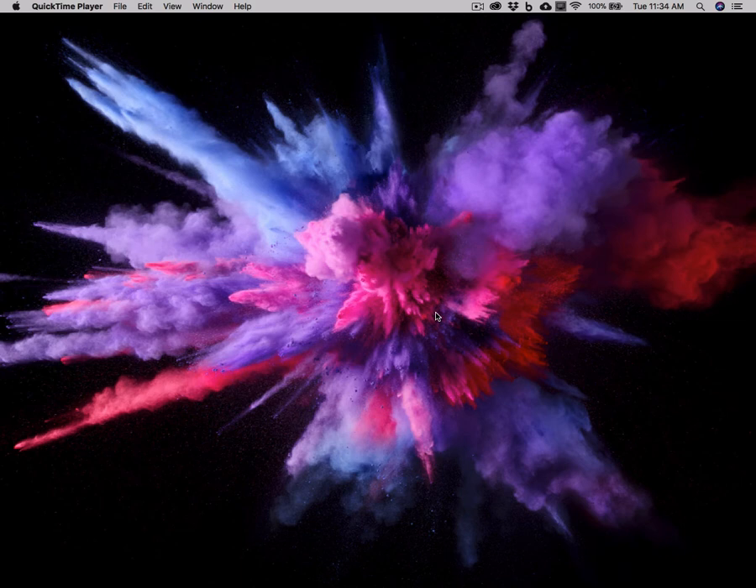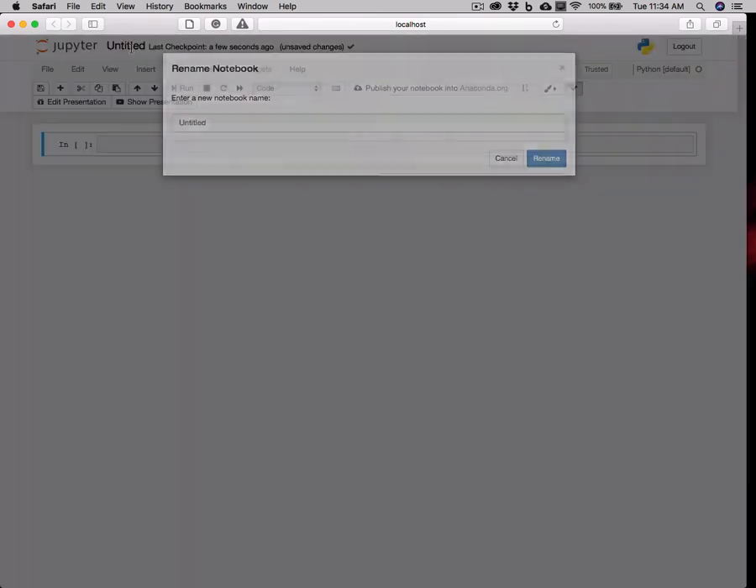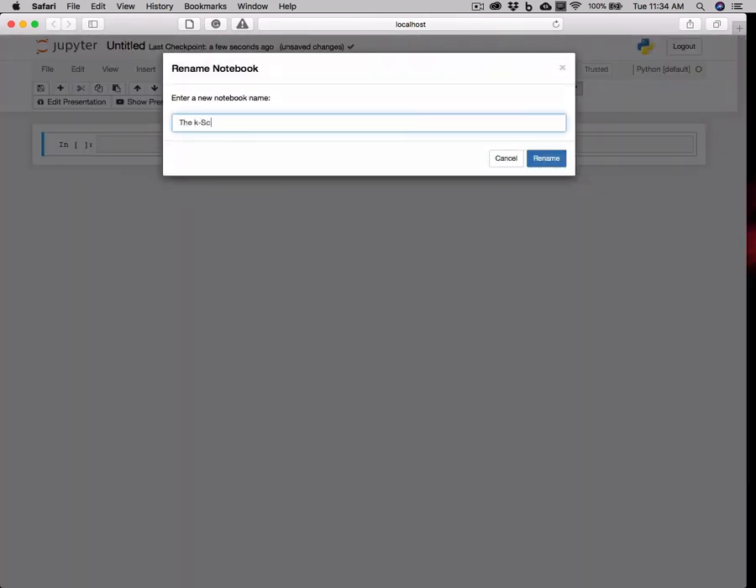Because we're limiting the fluxes, right? Okay, so let's first start by implementing the K scheme. I'm going to create a new notebook. Let's go ahead and create a new notebook. The K scheme in class. Okay.